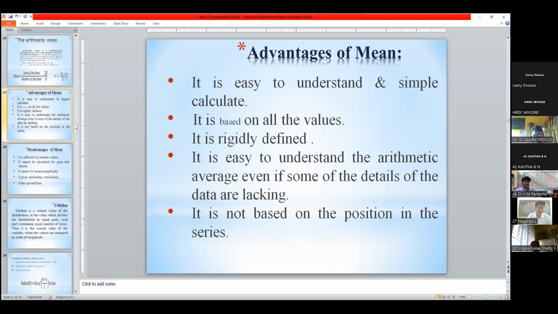This is more important. Mean considers all the values, whereas median and mode do not consider all the values. Even if some of the details are lacking, you can still go for a mean calculation, and it is not based on the position in the series. Median is based on the exact center, but mean does not consider the position in a series, so it is much easier to calculate. So these are the advantages of mean.